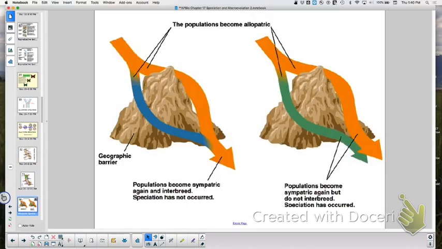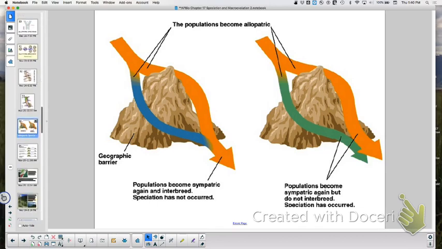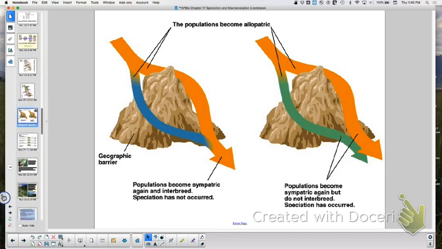And we also talked about, we have two situations here. Which one do you think is an example of speciation? On the left or on the right? Think about it. Class, which one? Right. On the right, because you can see that they are two different species. Exactly.